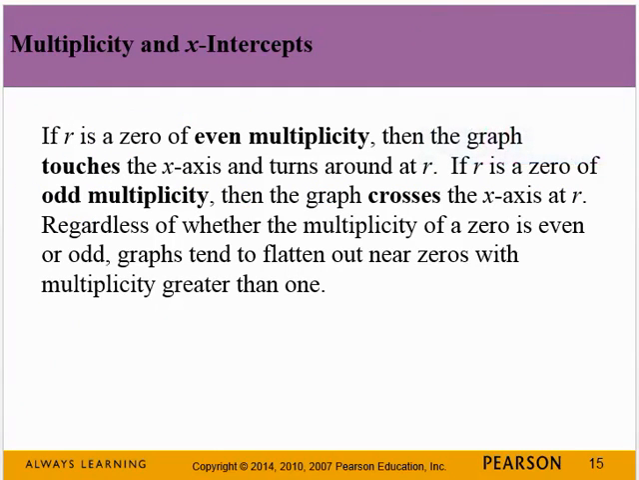So, multiplicity and x-intercepts. If r is a 0 of even multiplicity, then the graph touches the x-axis and turns around at r. If r is a 0 of odd multiplicity, then the graph crosses the x-axis at r. So regardless of whether the multiplicity of a 0 is even or odd, graphs tend to flatten out near their zeros with the multiplicity greater than 1.